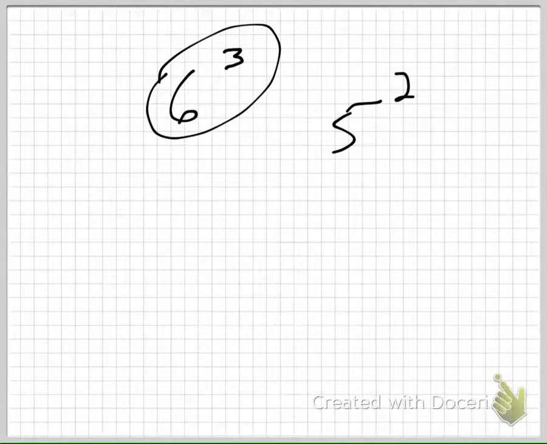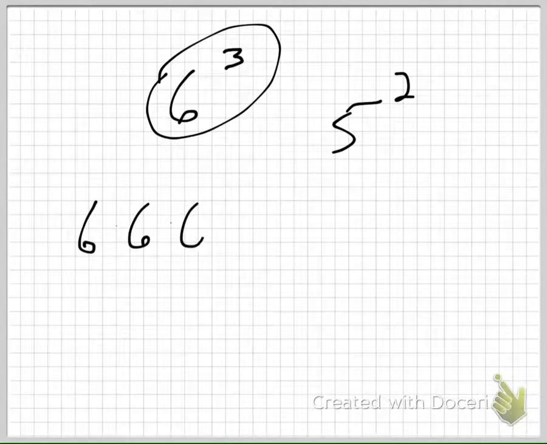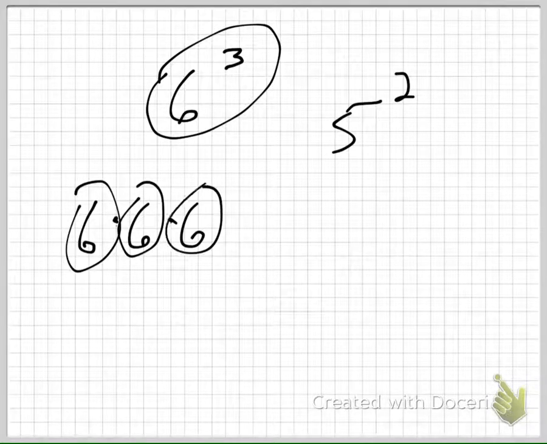What does 6 to the third power mean? 6 times 6 times 6. Right, it's 6 times 6 times 6. It's 6 3 times, 6 times itself 3 times. Total number of 3 6s. Okay, not super difficult. We do start dealing with this.